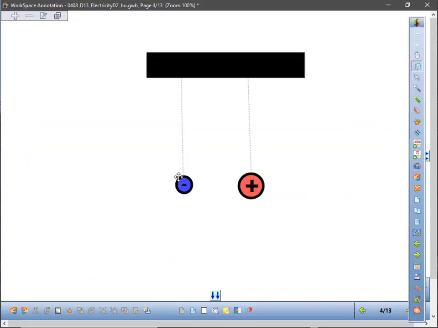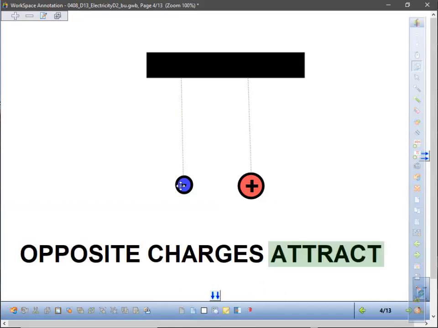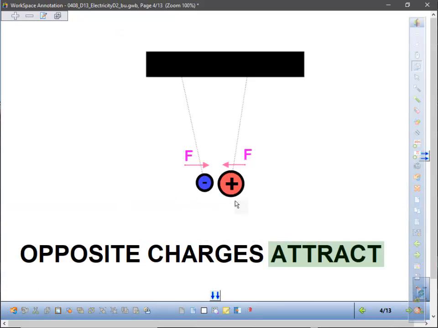If I were to have a sphere of negative charges and a sphere of positive charges hanging from strings like this, and I put them kind of close together, what would happen to these two spheres? So if you remember, opposite charges attract, and these are opposite charges, they're plus and minus. So what will happen is they will be pulled together like this. Their forces, the electrostatic force, will be pulled together like that.